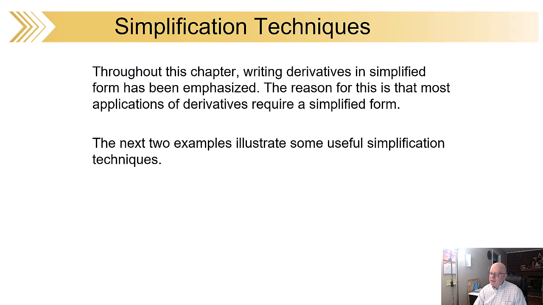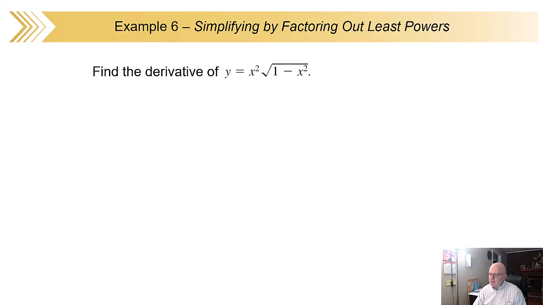So, we've been emphasizing that, and then two examples show some nice simplification techniques. So, let's take a look at finding the derivative of this one. First of all, take a look at that, and what should it suggest? Well, the first thing you should notice is it's a product. Second thing you should notice is you're going to rewrite the radical part.